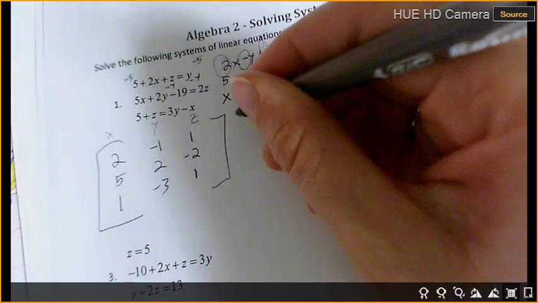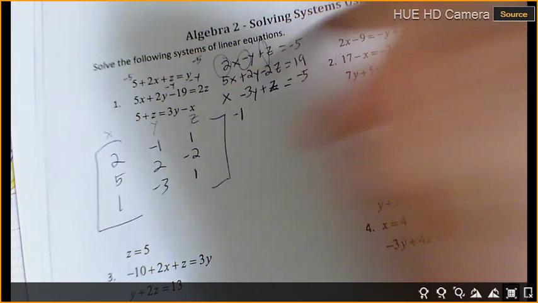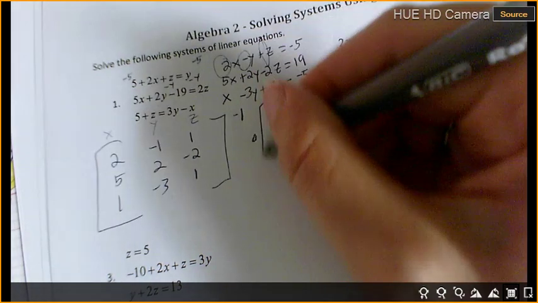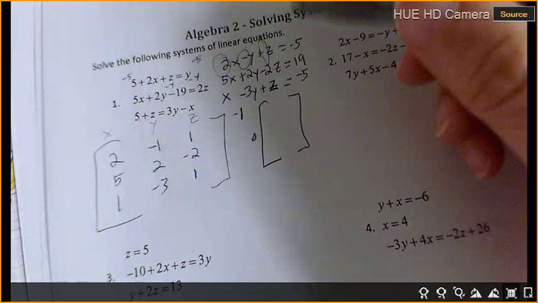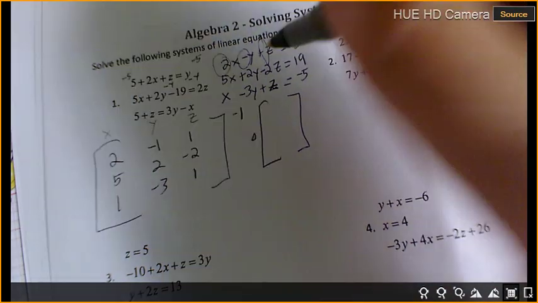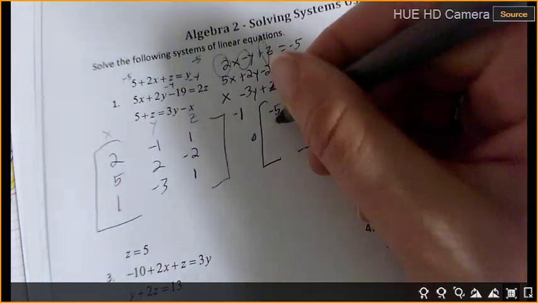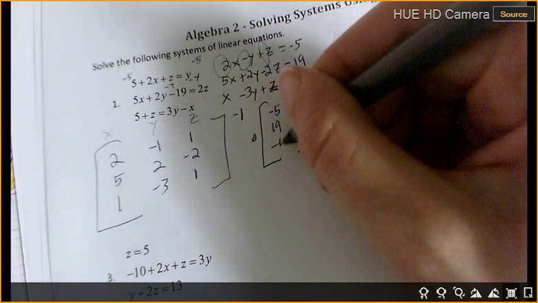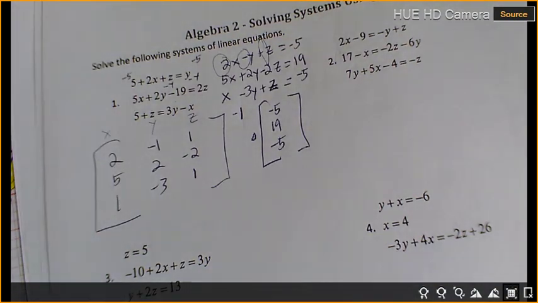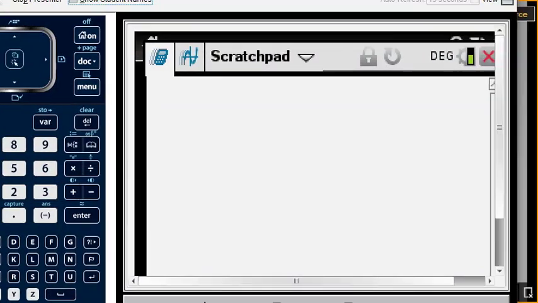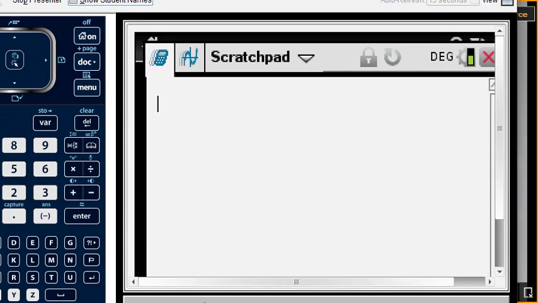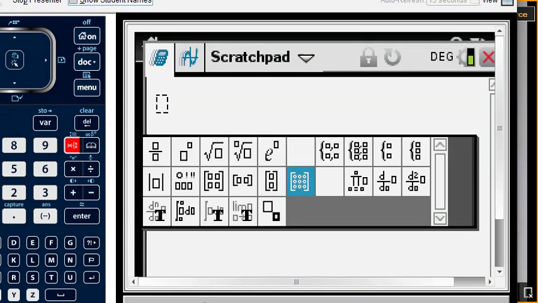Okay, we're going to take it to the negative 1 power, right? And we're going to times it by, what are these going to go? Negative 5, 19, negative 5. Now, we're going to go ahead and move to our calculator again because we want to practice putting it in so we get it right for the quiz. Okay, so we're going to hit the matrices button.